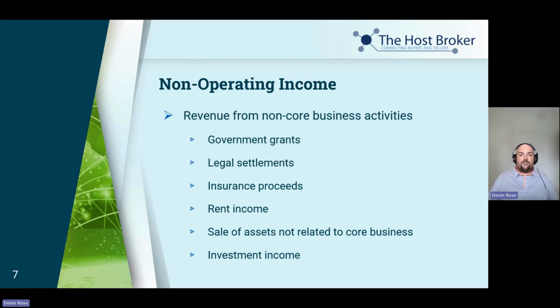So some examples of adjustments that we might typically see on the non-operating income side of things. This would be revenue from non-core business activities. We might see adjustments for things like government grants, legal settlements, insurance proceeds, rental income, for instance if some office space is being subleased, sale of assets that aren't related to the core business, and also any investment income.